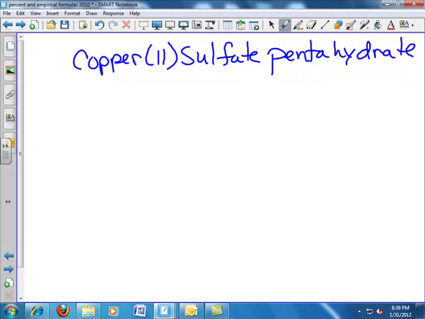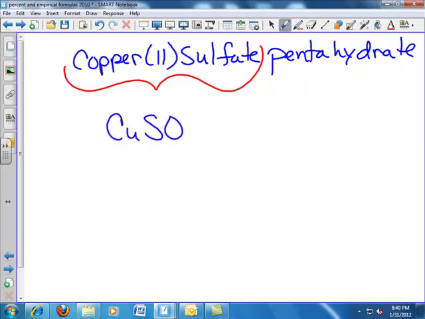First of all, we're going to write the formula for copper 2 sulfate. So at least go ahead and do this. Write the formula of copper 2 sulfate. Don't even worry about the pentahydrate. And you should be writing CuSO4.